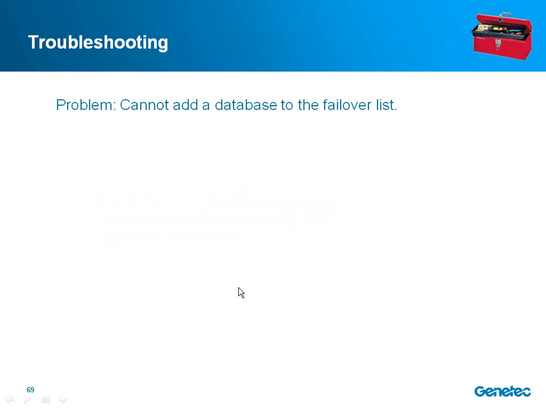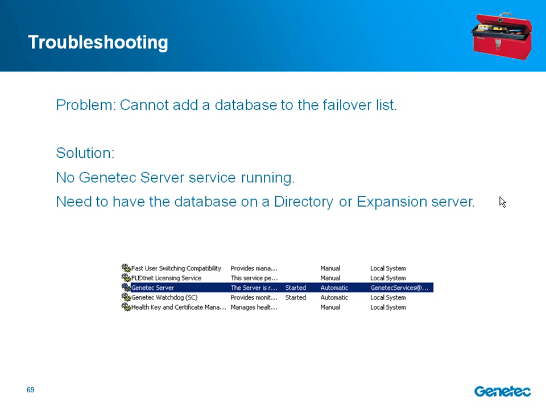The second troubleshooting situation we see a lot is where we can't add a database to the directory failover list and the drop-down box is empty. Now, when we're using backup and restore, the Genetec server service is required for communication and to assist with the backup management. If you don't see anything in the list, the server was probably not installed on that machine, and it needs to at least be installed on an expansion server.